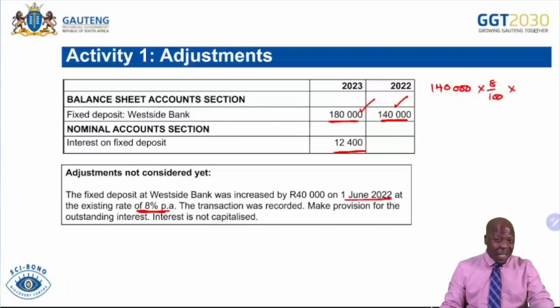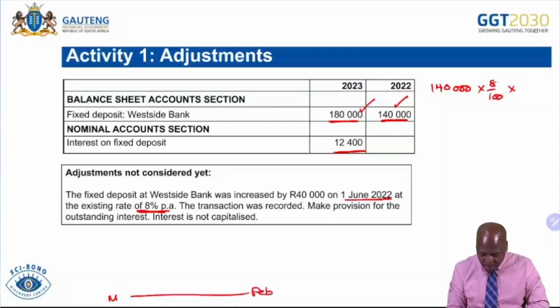When is the financial year beginning? Remember that? March. And when is it ending? February. So we are beginning from March, the beginning of the financial year. All right, let's write it down. The financial year begins in March and it ends in Feb. However, the fixed deposit was increased on the 1st of June. On June 1, the fixed deposit changed.